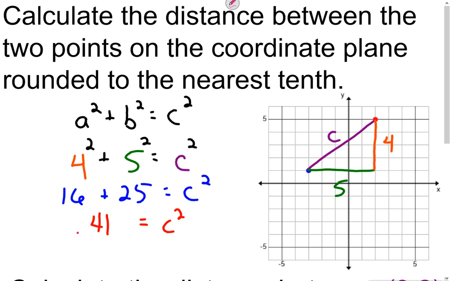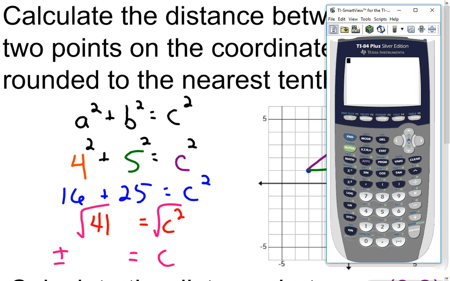If we take the square root of both sides, we find out that c equals, now remember in an equation we're going to get plus or minus. I'm going to approximate this. I'm going to go to my calculator. I'm going to take the square root, so I push second squared and then 41 and push enter, and we get 6.4.